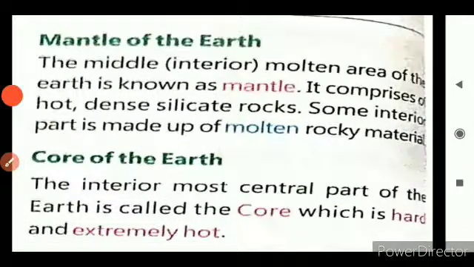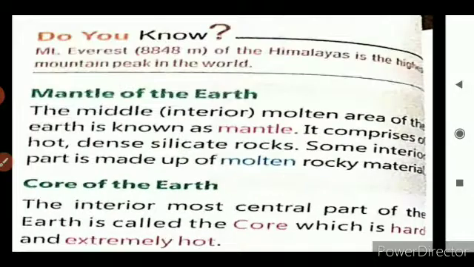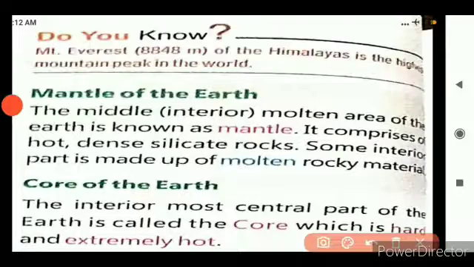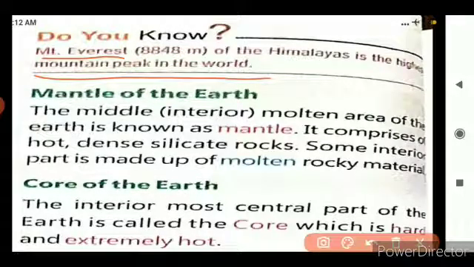Yes. Here one interesting fact is given about Mount Everest. Mount Everest of the Himalayas is the highest mountain peak in India. What is its height? 8,848 meters. It is an interesting and important fact. Mount Everest, 8,848 meters.